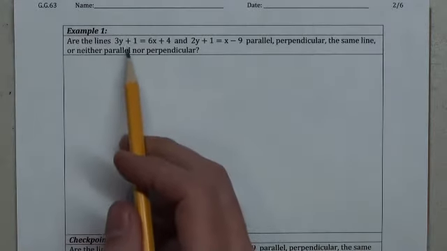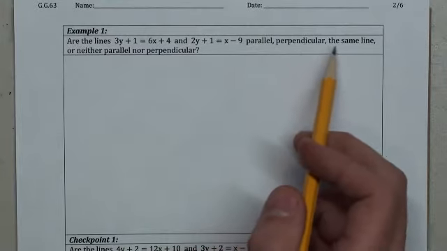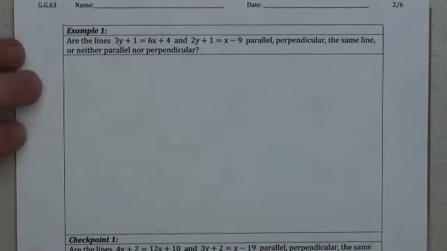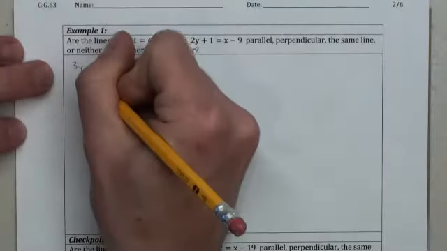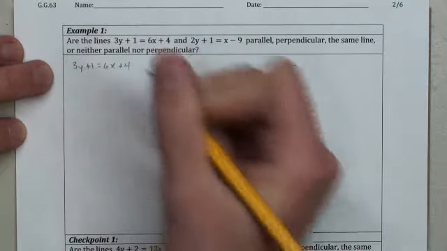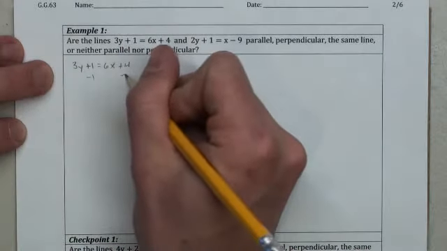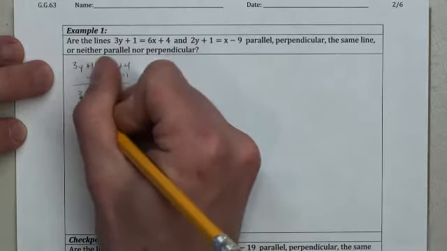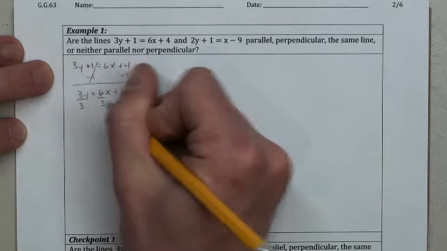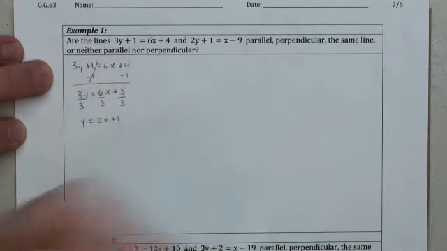So example 1 says, are the lines 3y plus 1 equals 6x plus 4 and 2y plus 1 equals x minus 9 parallel, perpendicular, the same line, or neither parallel nor perpendicular? So the first step, remember, said put all the equations in y equals mx plus b form. So I'm going to take my first equation, 3y plus 1 equals 6x plus 4, and I have to put that in y equals mx plus b form. So first I'm going to subtract 1 from both sides. That gives me 3y equals 6x plus 3. And then I'm going to divide everything by 3 to get rid of that 3. And what I end up with is y equals 2x plus 1.